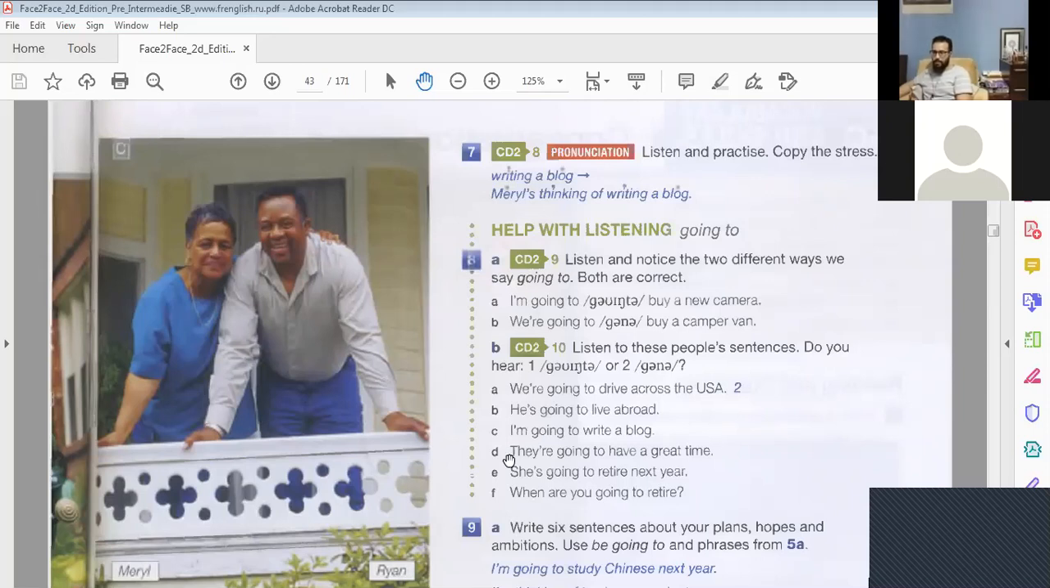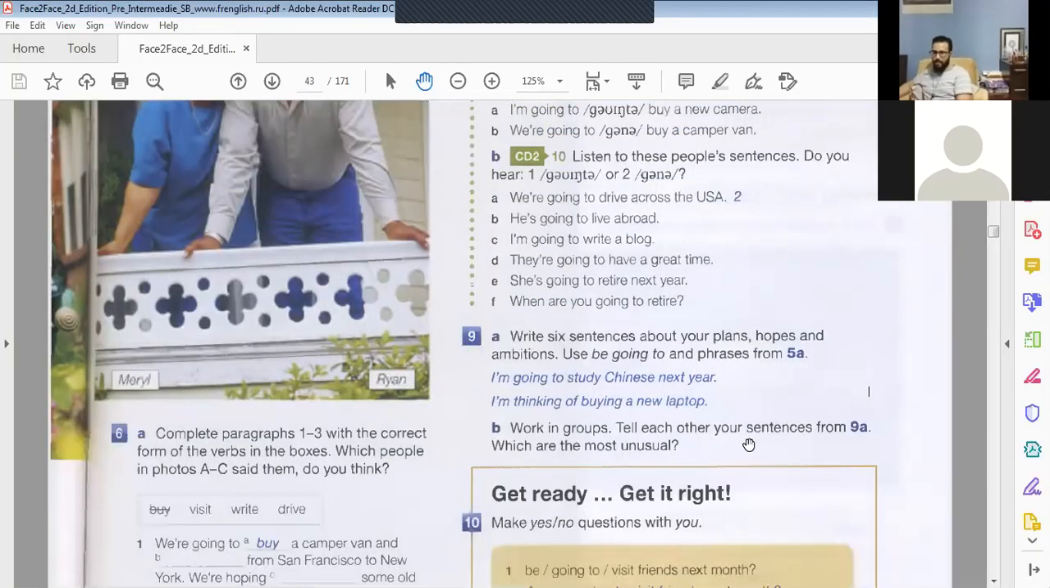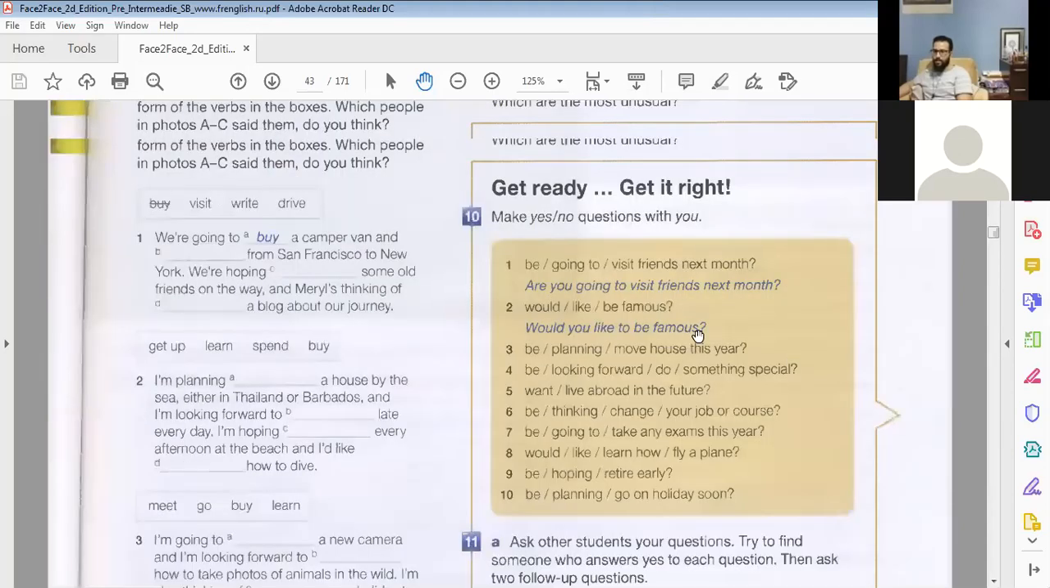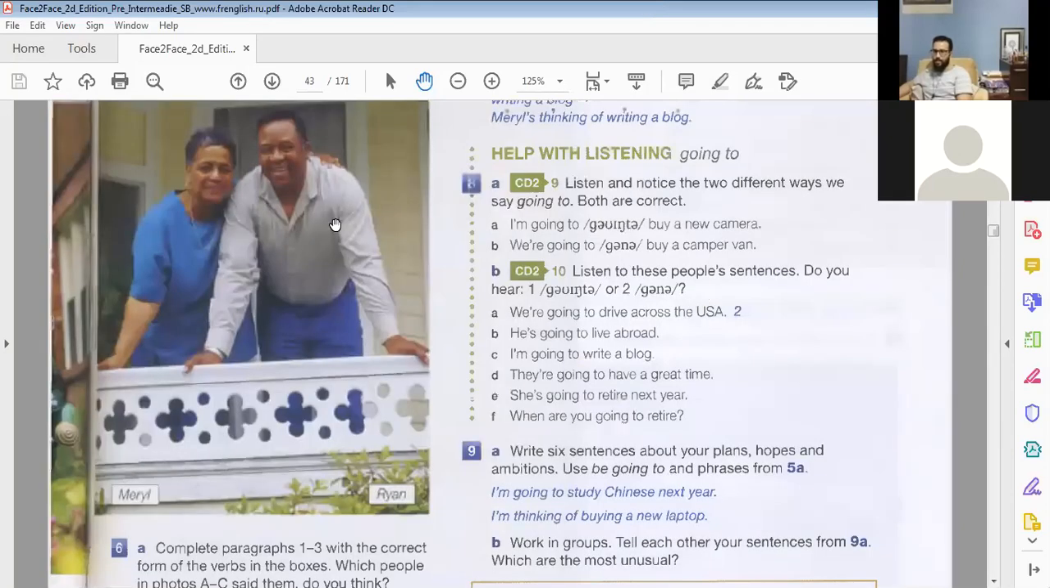Do you want to have a little break to pray first, and then we can finish the listening? Okay, all right. So let's take a little break, five to ten minutes. We'll pray and come back.